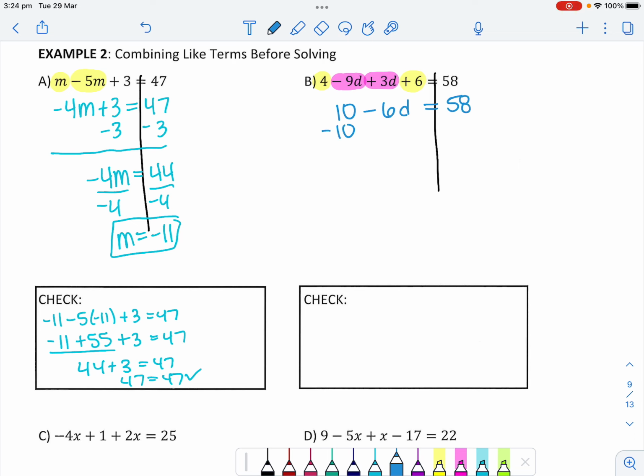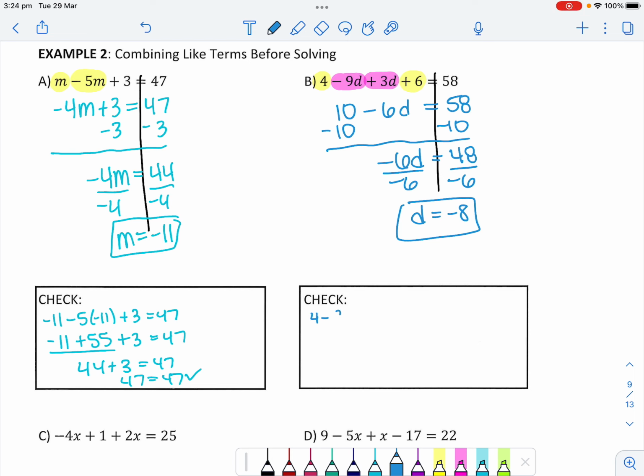So I'm going to subtract 10 from both sides. So negative 6d is equal to 48. And then when I divide by negative 6, I get d equals negative 8. And again, as long as I've combined like terms correctly, all of my equations should work. So I could plug it into this newly combined like terms equation, or I can plug it into the original.